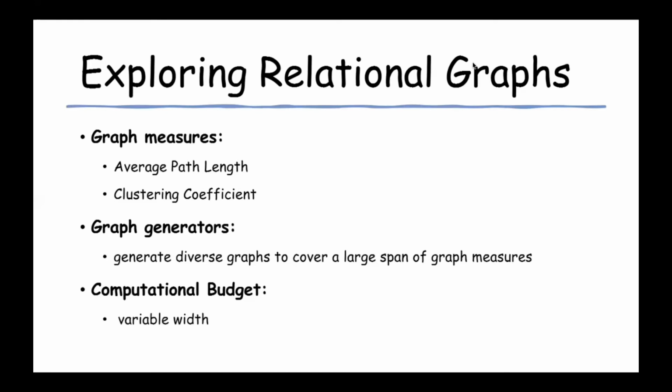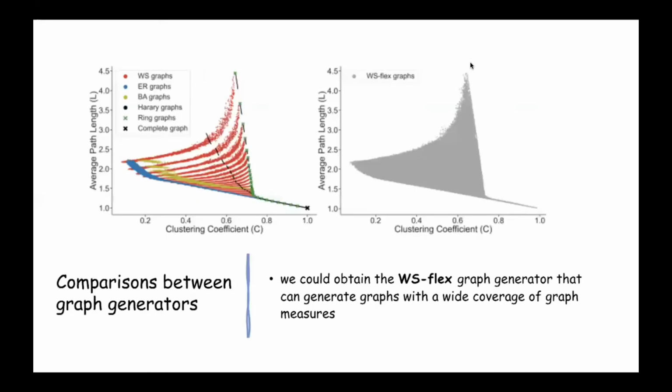The second one is the graph generator that can generate a diverse graph to cover a large span of the graph measures. With selected graph measures as variables here, we can try multiple graph generators and figure out the best. Here we have the comparison between the different generators, and we can easily see that the WS flat graph here could generate a graph with wide coverage of the graph measures. So we choose this method in this step.